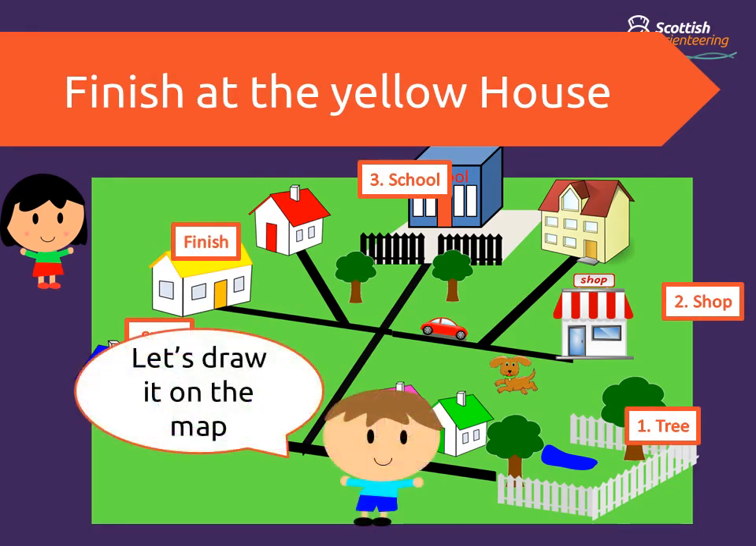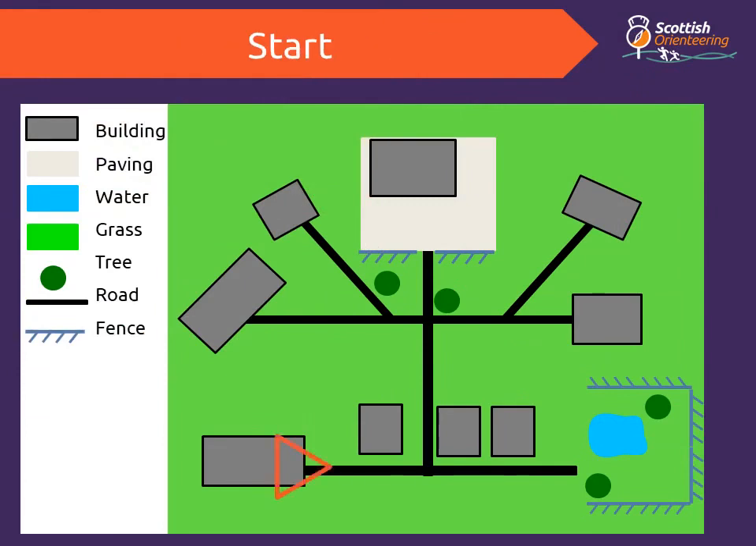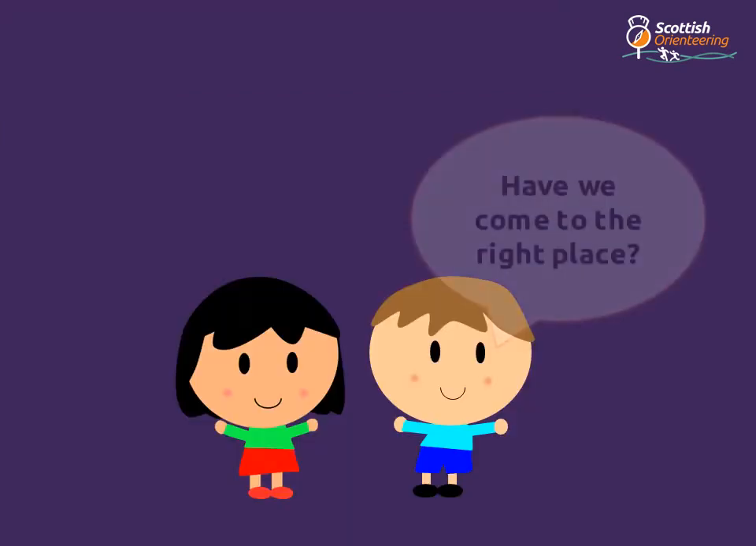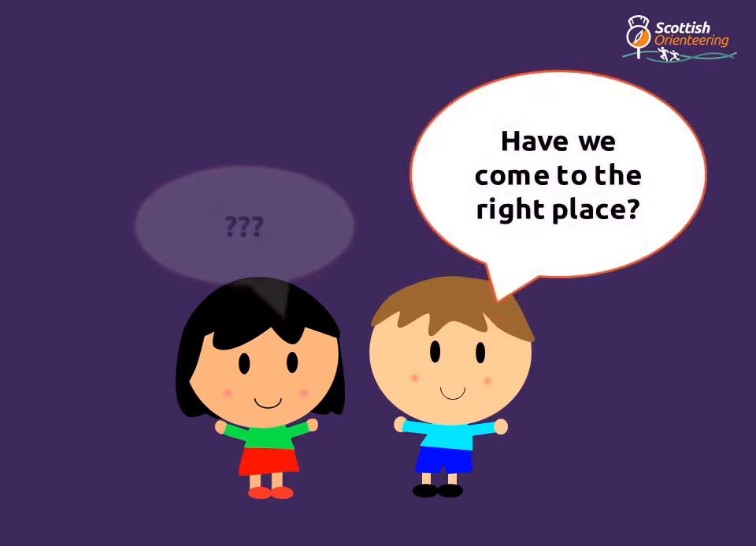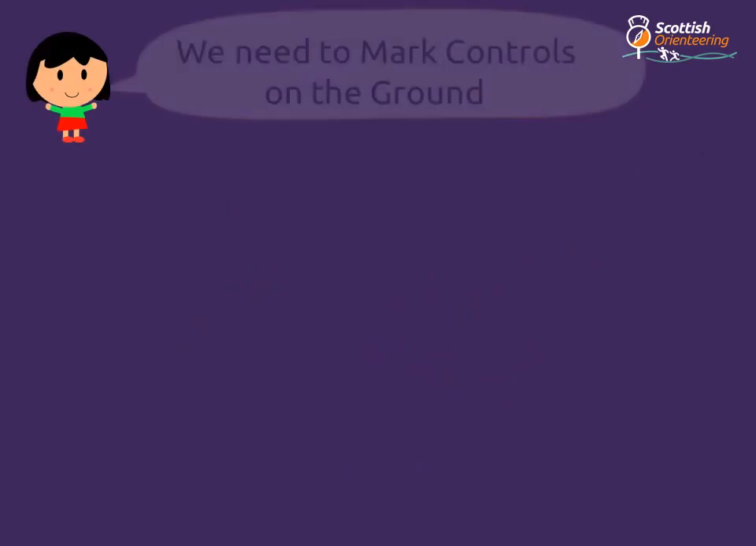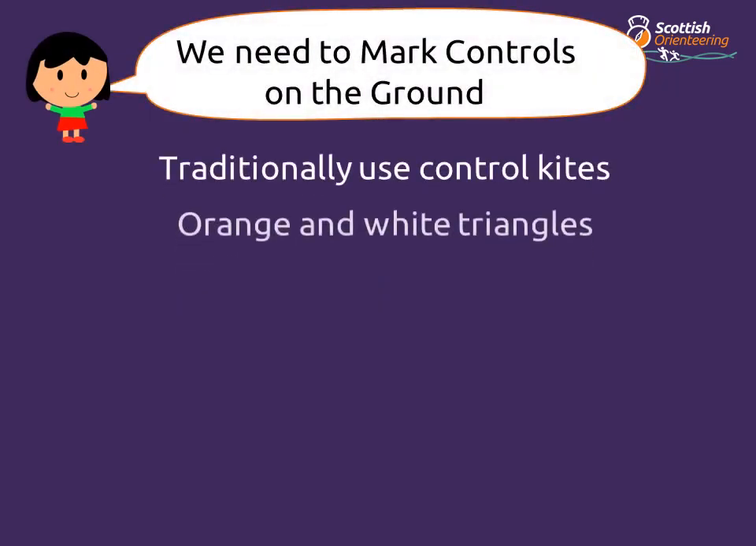We can then draw this on our map using the proper symbols. The start triangle at the blue house, control 1 at the tree, control 2 at the shop, control 3 at the school, and the finish at the yellow house. But when we get to where it shows on the map, how do we know if we have really come to the correct place? We need to put markers out to show where the controls are in real life.